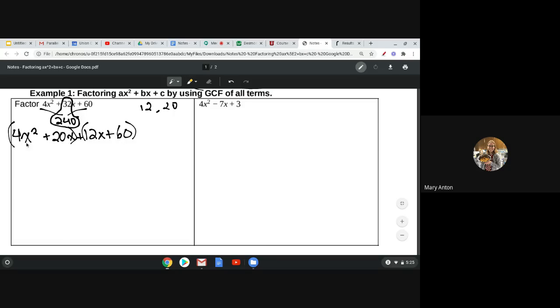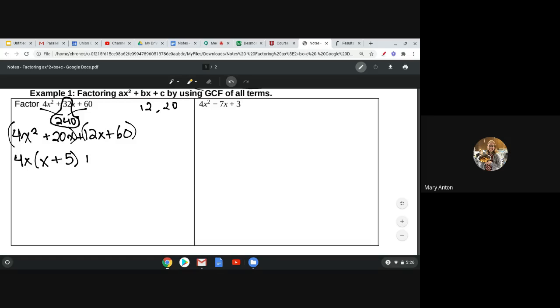So take a look at 4x squared plus 20x. What can we factor out of this binomial? Well, we can factor out a 4 because that's the greatest common factor between 4 and 20. So we can factor out a 4 and an x because both those terms have an x. If we take 4x squared divided by 4x, we are just left with an x plus. If we take 20x divided by 4x, those x's will cancel, and we are just left with 5.